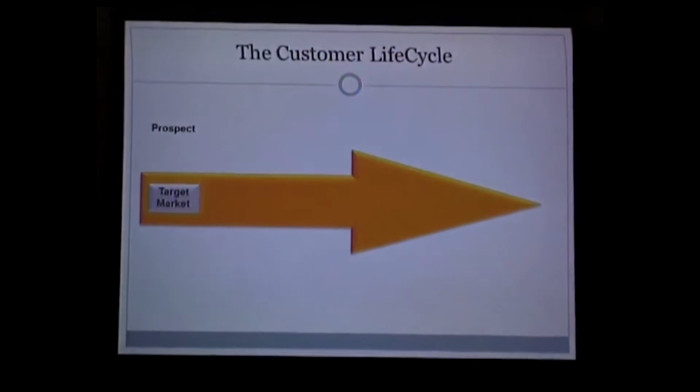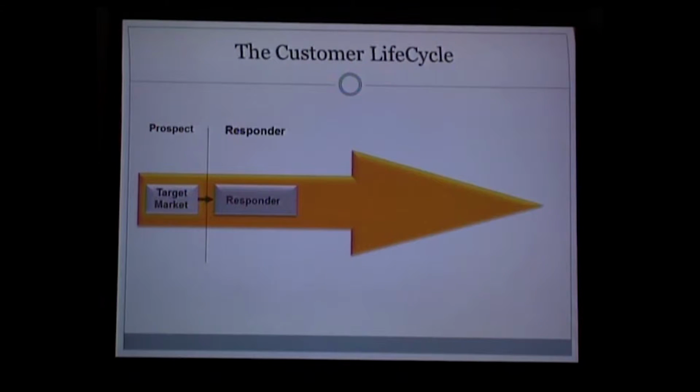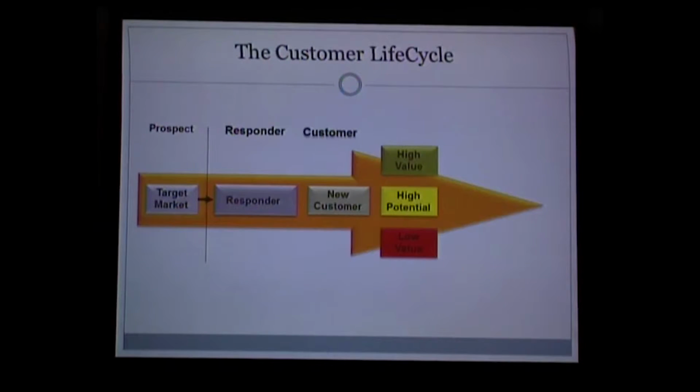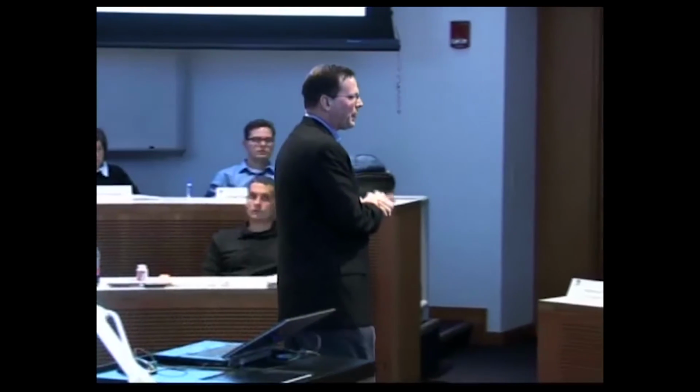So customers start as prospects. So we would do something to that target market where we're trying to generate some response. Some of them are going to respond. If they do sign up, they become kind of new customers. We want to try to figure out which of these are high value, high potential, and which ones are low value. So how would we identify low value?